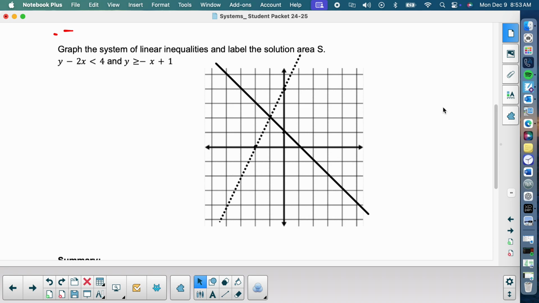I would say the first equation is probably the tougher one of the 2 to graph because you have to do standard form.